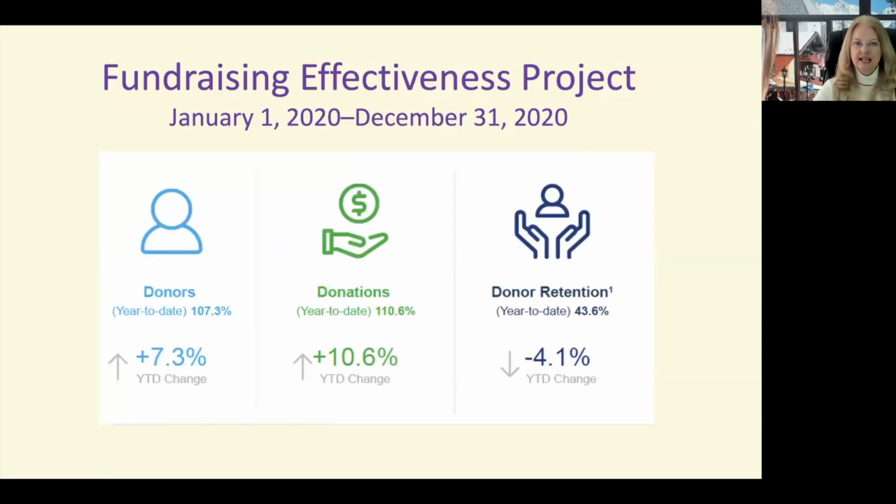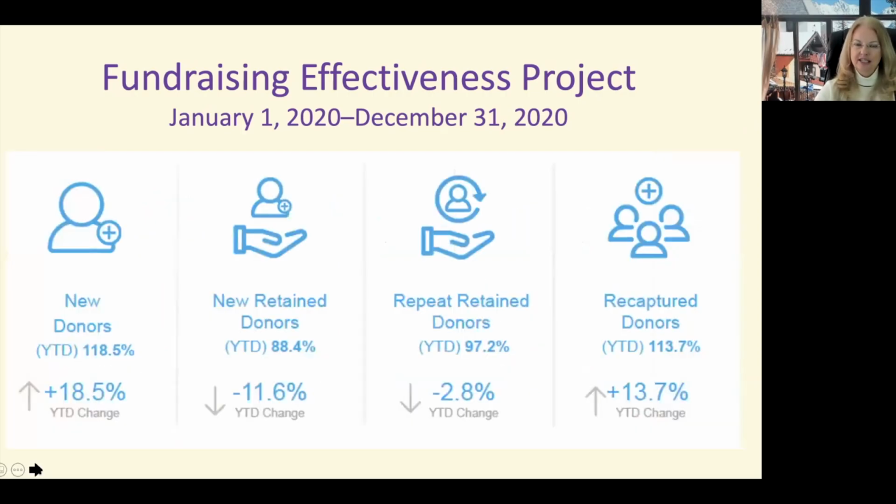All right, so the next thing I want you to see: I told you there were some initial reports on what happened with giving in 2020, because we weren't sure, in the midst of a pandemic with so many people out of work, what was going to happen with giving. Well, the number of donors actually increased by 7%. Donations went up 10%. Now, donor retention, I told you, is pretty low, and so it did go down among people who had given to a nonprofit in 2019.